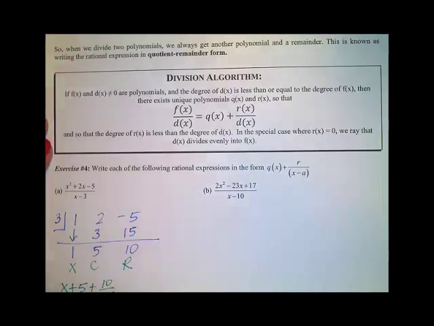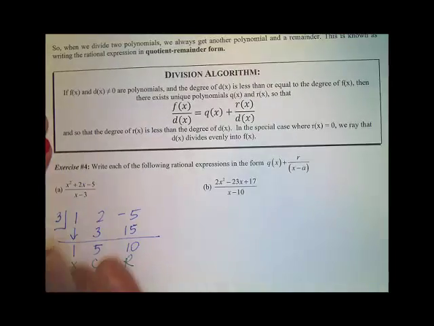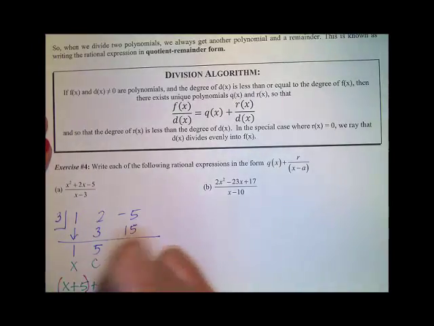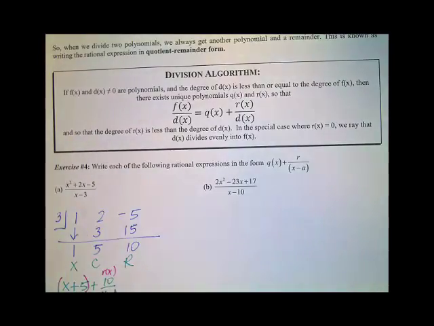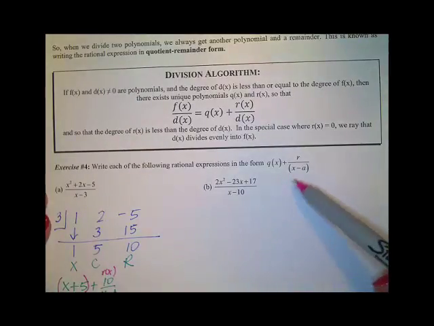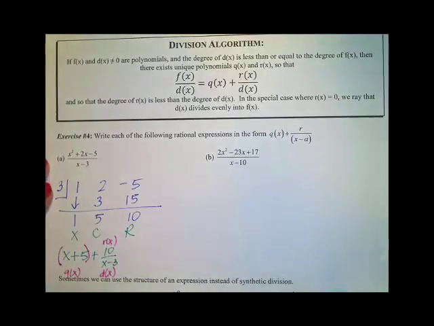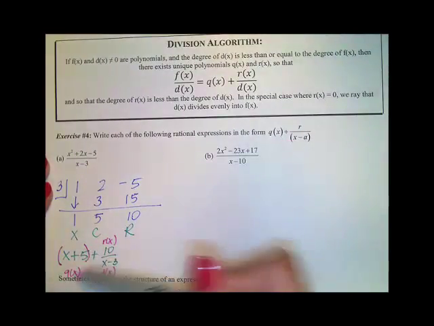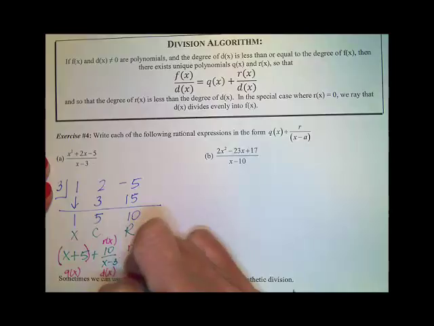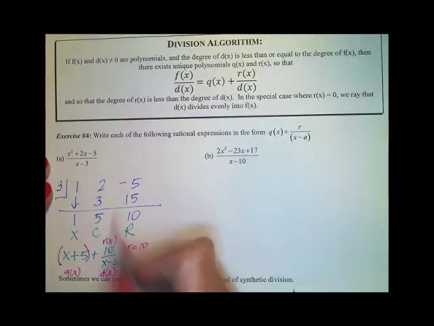Now if we're looking at our division algorithm, this part right here is your q of x. This part right here is your r of x, and this is your d of x. Okay? Hopefully that makes some sense, all right? If you're looking at how it told us to write it, this is q of x, plus this is your r value, so r equals 10, x minus a, so a equals 3.